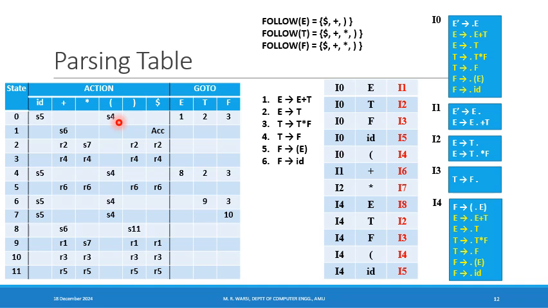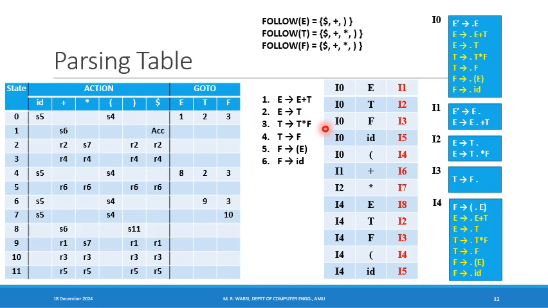Let's now look at the LR0 items which are there in state number 0. There is no LR0 item in which the dot is at the rightmost position. So we have now considered all the entries corresponding to state number 0.